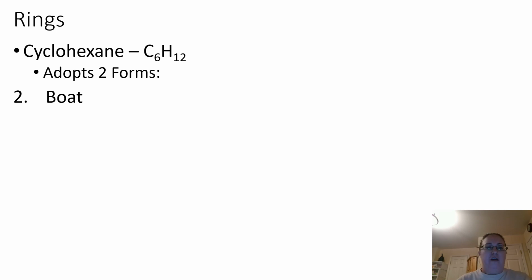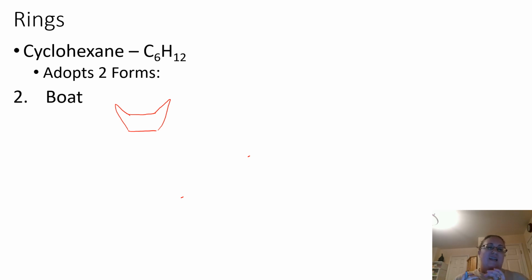The other conformation that our cyclohexane can adopt is what we call the boat structure. For the boat structure, what we're going to do is keep all four of our hydrogens in the same plane. I'm going to angle one carbon up, and I'm going to angle the other carbon up as well. So hopefully you can see a nice little canoe here, a nice little boat that we have.